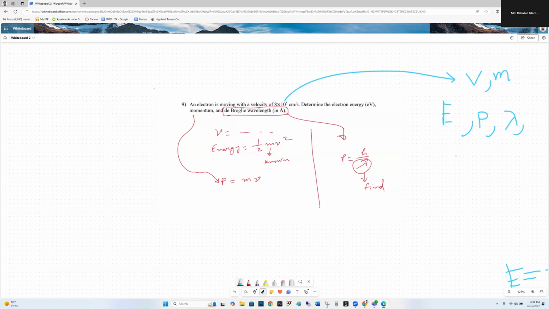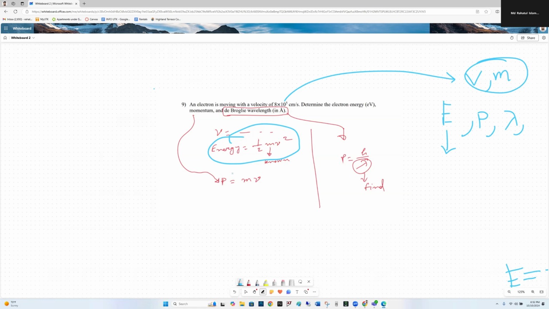So from m and v, we already know the energy. Here it is written, energy is equal to half of mv square, and m is equal to 9.11 into 10 to the minus 31 kg, and v is already given. And keep in mind that you have to convert this value. The velocity is given in centimeter per second. You have to convert it to meter per second to get the SI unit. Okay, and that's how you will get the energy.